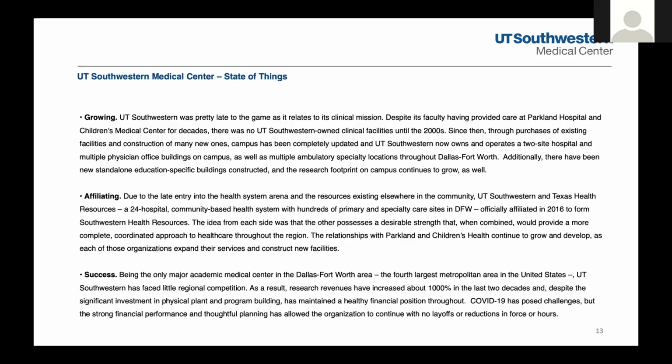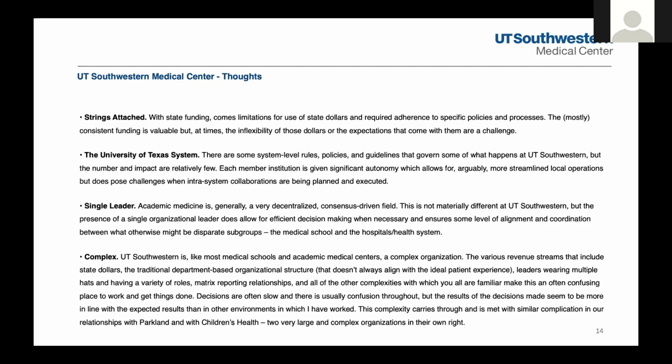So DFW is the fourth largest metropolitan area in the United States, and we really don't have a lot of regional competition with most things that we do from an education standpoint, from a research standpoint, or from a clinical standpoint. For being such a large metropolitan area, for us to be the only very large, established, reputable academic medical center is kind of unique. So we've been very healthy from a financial standpoint, which has of course helped us during these stressful times over the last few months, and I think positions us well going forward.